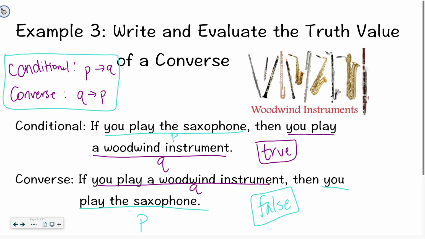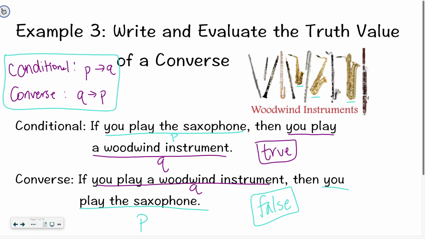If I want to figure out the truth value of that, if you're not familiar with instruments, let me educate you. A saxophone is, in fact, a type of woodwind instrument. There are 3 saxophones right there for you to look at. I underlined them. Alto, tenor, and baritone sax. Those are all types of woodwind instruments. So that is true.